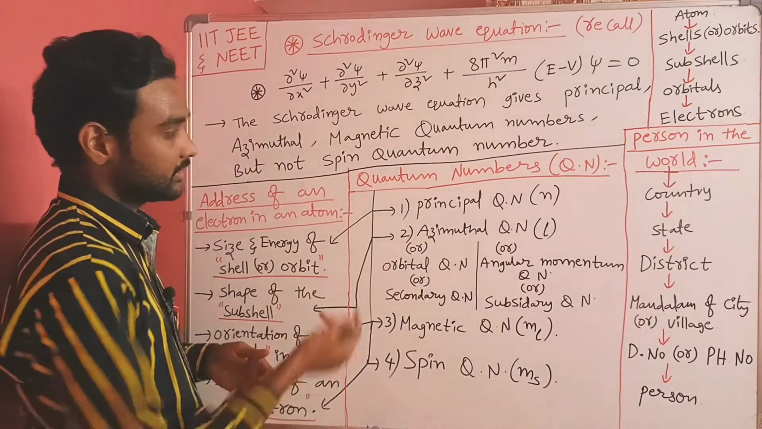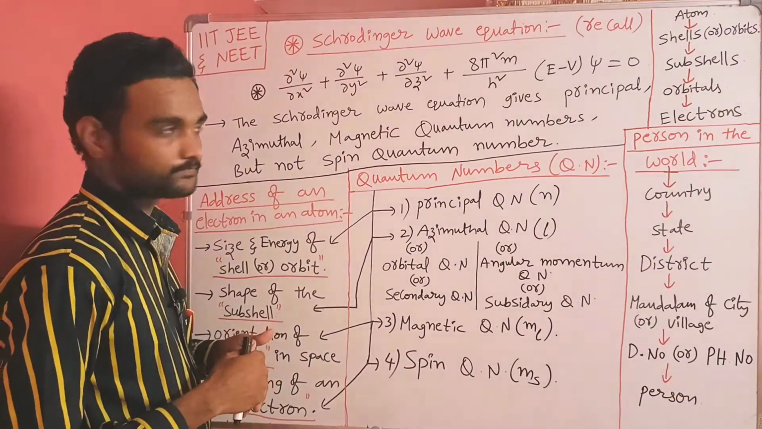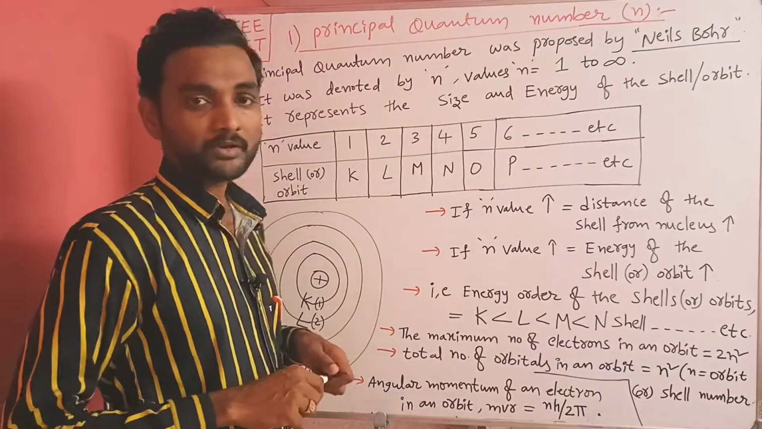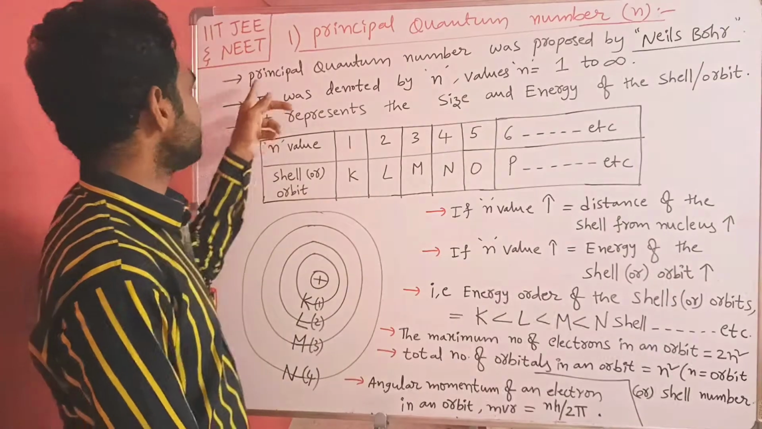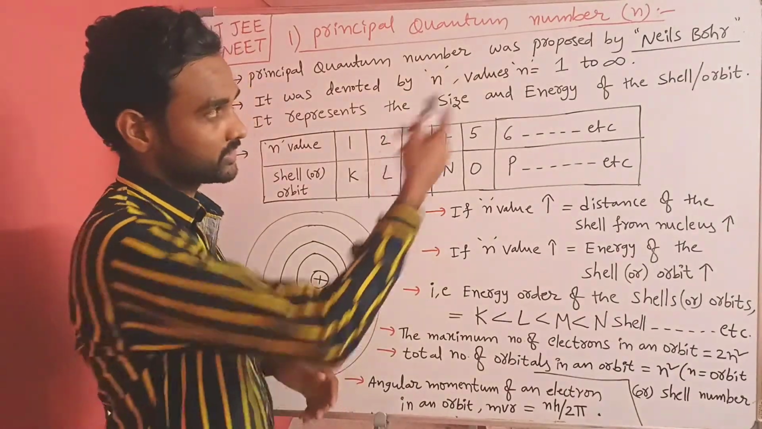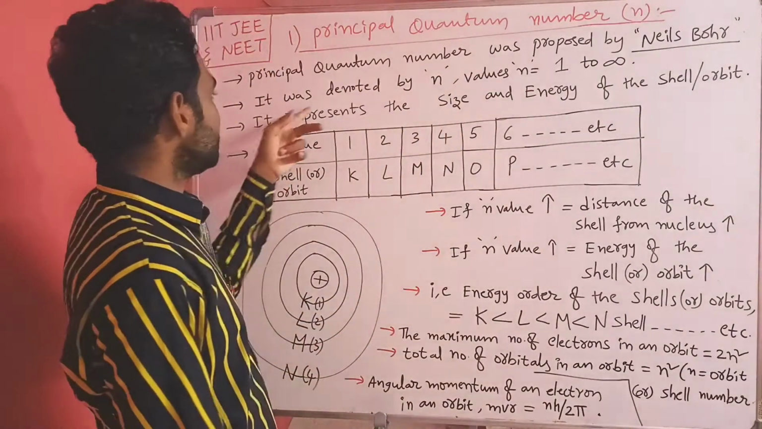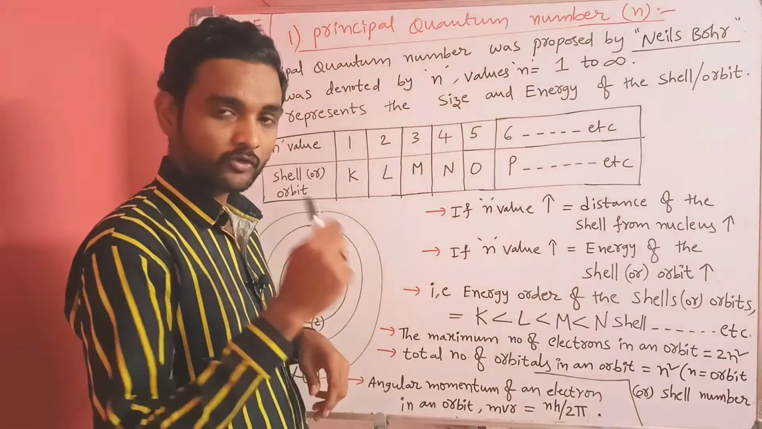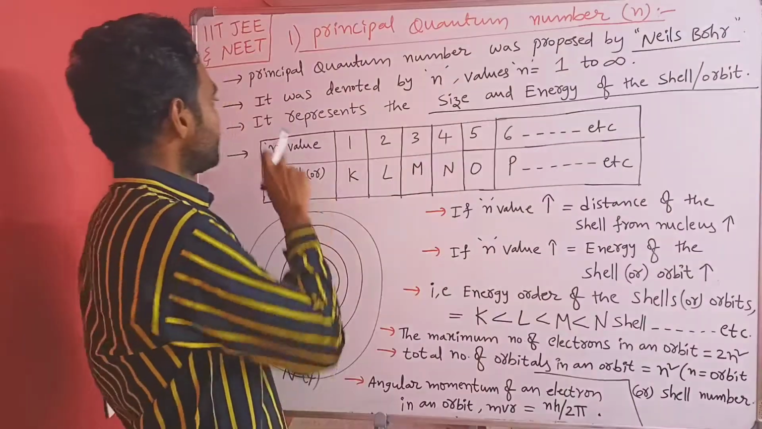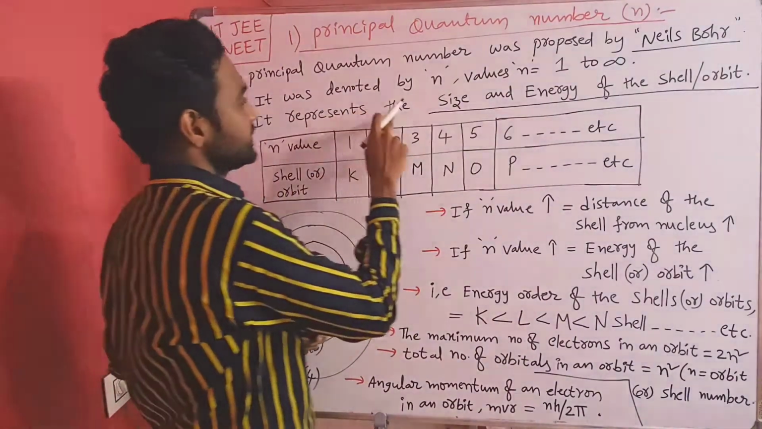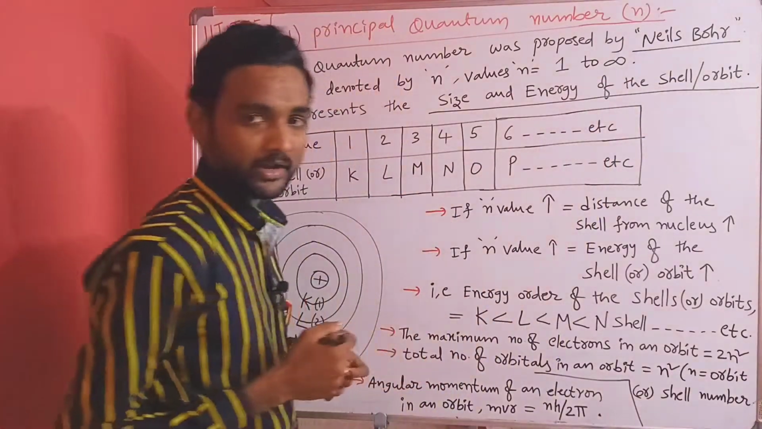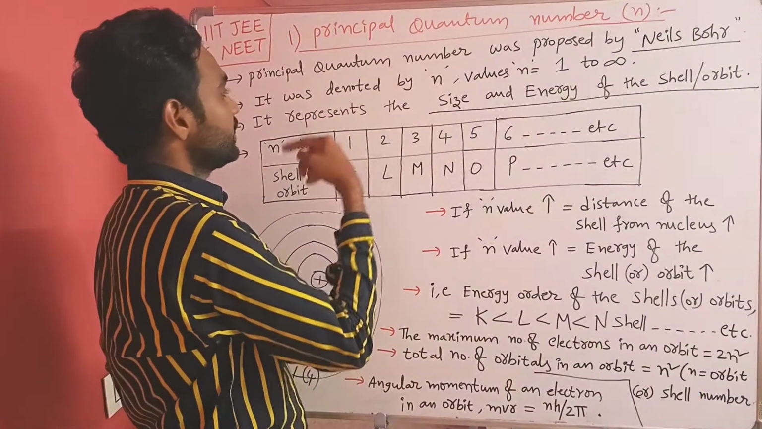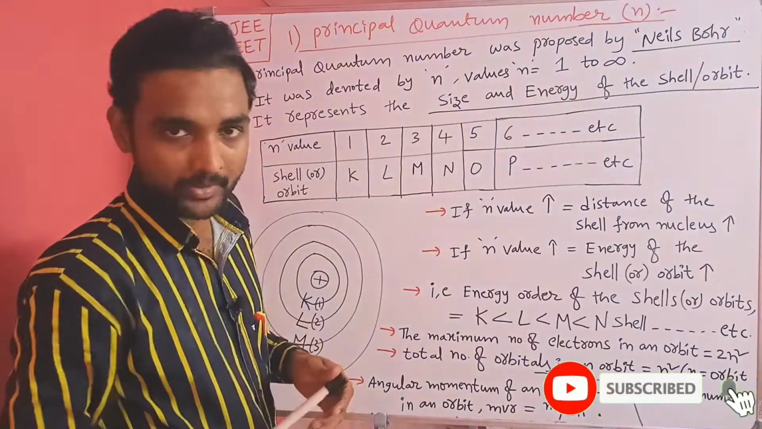First let me start with the principal quantum number. See, the principal quantum number was proposed by the scientist Niels Bohr. It is denoted by small n. The values are 1 to infinity: 1, 2, 3, 4, 5 and so on to infinity. It represents the size and energy of the shell or orbit. This is important. By using the principal quantum number we can know the size and energy of the shell or orbit.